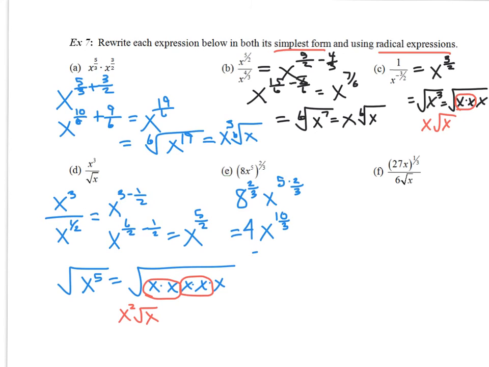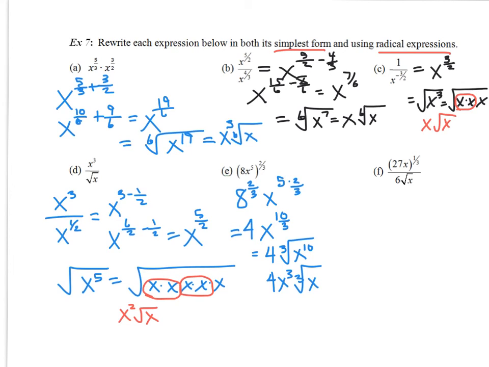To simplify this in radical form, that would be 4 cube root of x to the 10th. Now hopefully at this point you're not going to want to write out 10 factors of x and look to see how many triplets you have. You should have 3 triplets. So that would be 4x to the third. And then there'd be 1 left over that wasn't part of a triplet. So we're going to write that as the cube root of x.